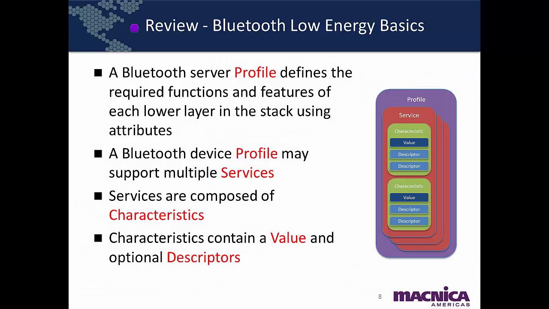The data that is available for a given BLE device is defined in a device profile. This profile is comprised of services, and the services are made up of characteristics. Each characteristic contains a value. That's the real data that we want access to. The other optional descriptors for these values are within the profile as well.